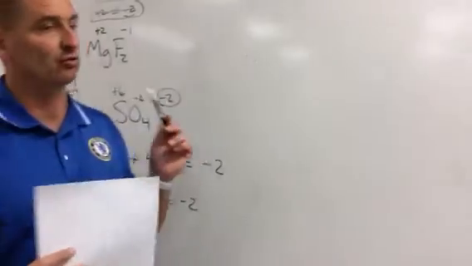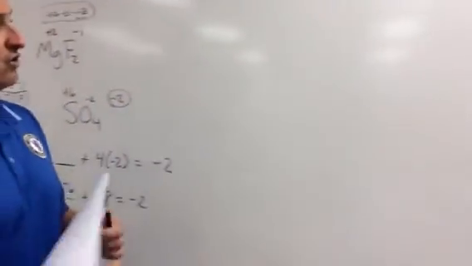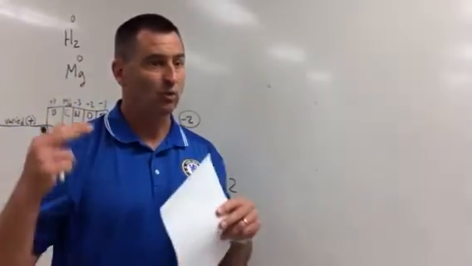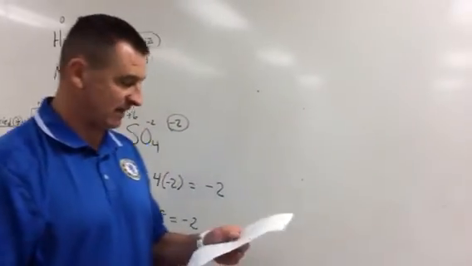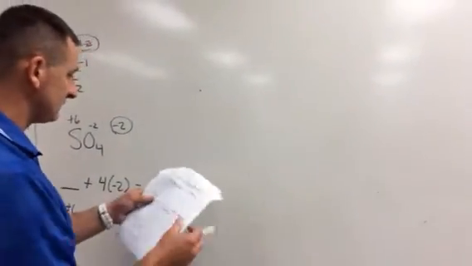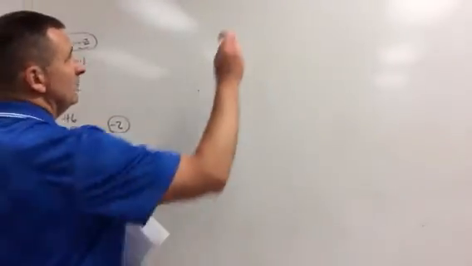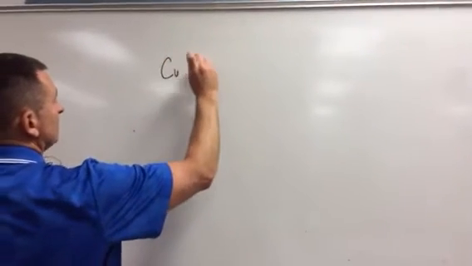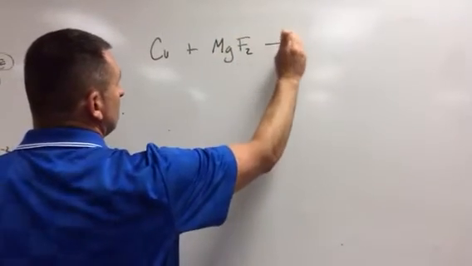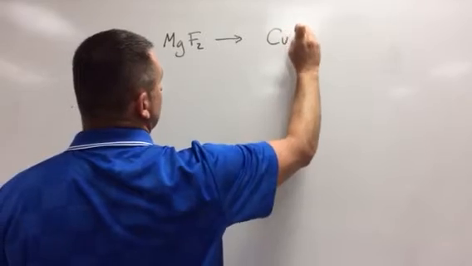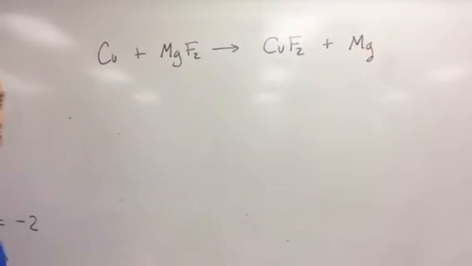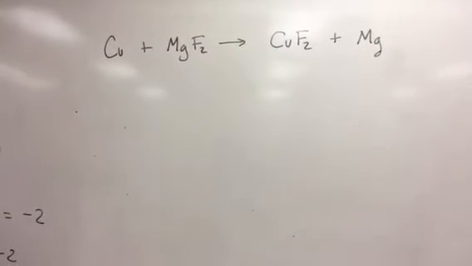Now as far as a redox reaction, what does that mean? You're going to have normal reactions, and you're going to have to pick out what lost electrons and what gained electrons. Let me have an example here. We'll say copper plus magnesium fluoride yields copper fluoride plus magnesium.